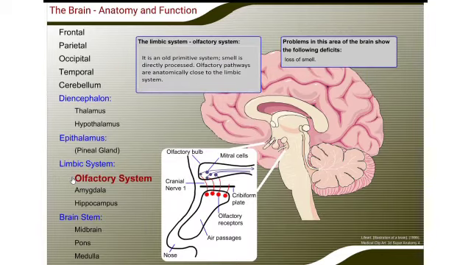A part of the limbic system is the olfactory system. It is an old and primitive system where smell is directly processed. Olfactory pathways are anatomically close to the limbic system. Problems in this area of the brain show a loss of smell.